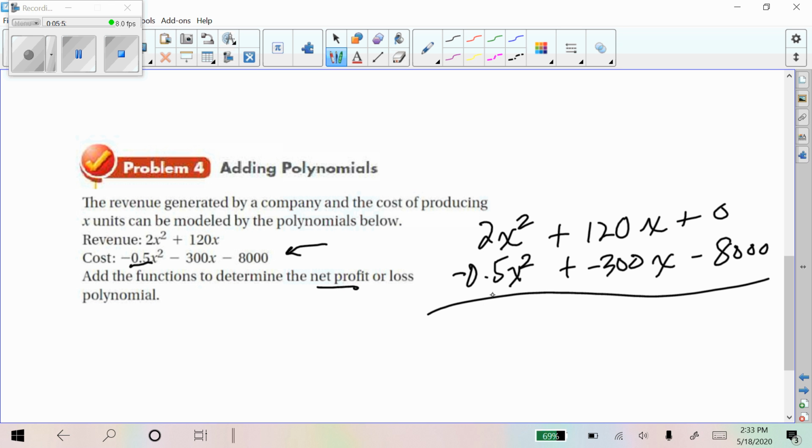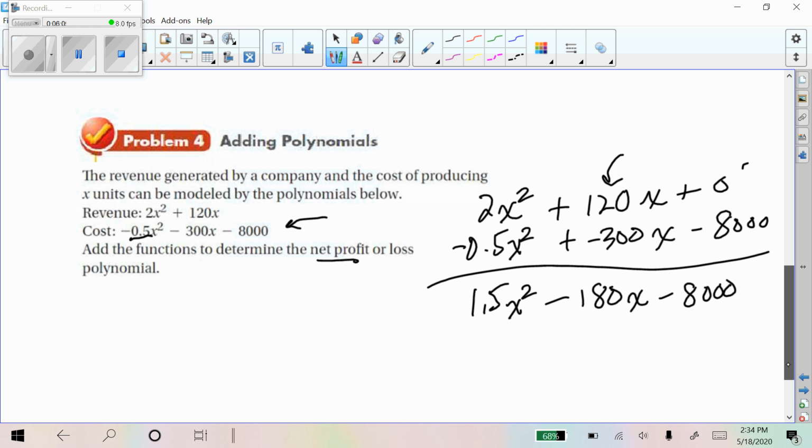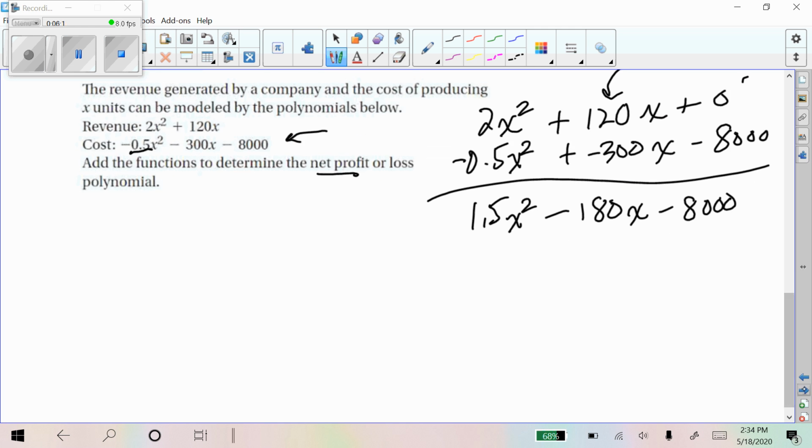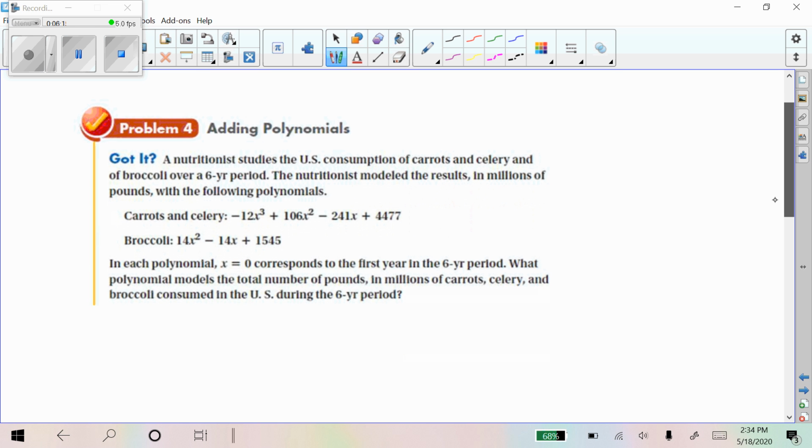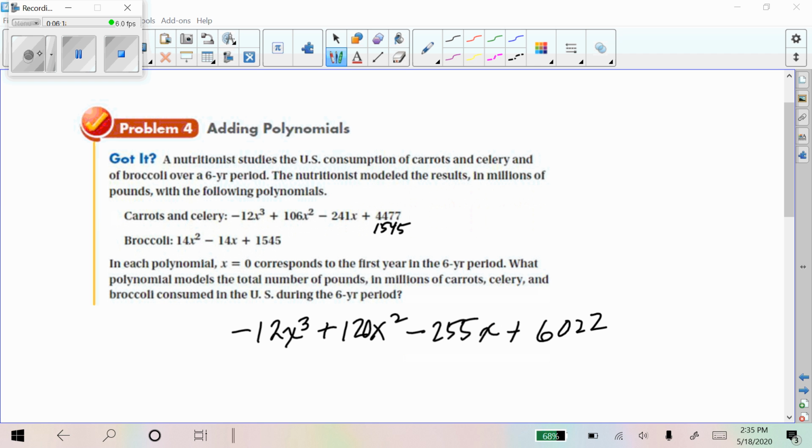And you would add the 2 and the negative 0.5, which is 1.5x squared. You would add the 120 and the negative 300, which is negative 180x. And you would add the 0 and the negative 8,000, which would give you negative 8,000. Okay? All right, so why don't you try one? Your polynomial should look something like that.